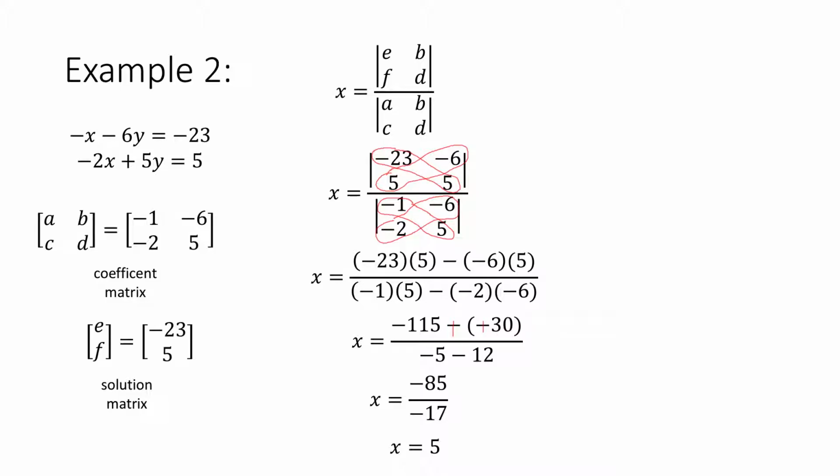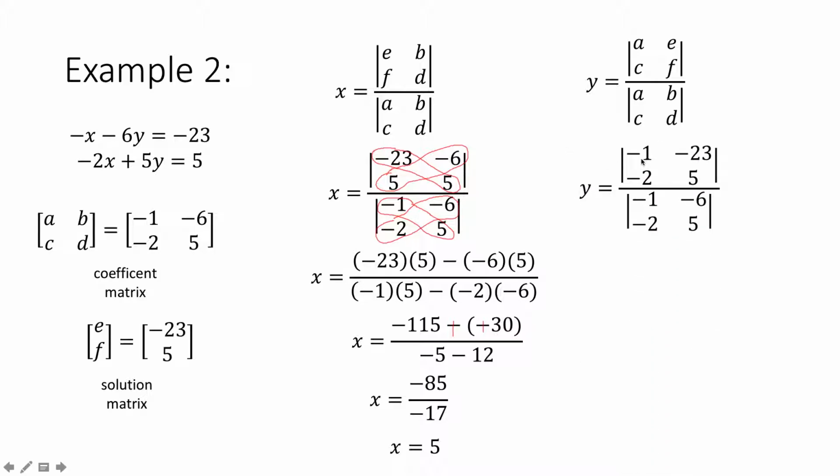All right, so now we want to find the Y value. So again, here's the formula to find Y, where with Y, you keep your A and your C in the same position, and you replace your B and your D with E and F. All right, so you will find the determinant of this top matrix, and then you find the determinant of the coefficient matrix itself on the bottom. So let's substitute. A is negative 1. C is negative 2. E is negative 23. F is 5. And then the determinant of the coefficient matrix on the bottom, so that would be negative 1, negative 6, negative 2, positive 5.